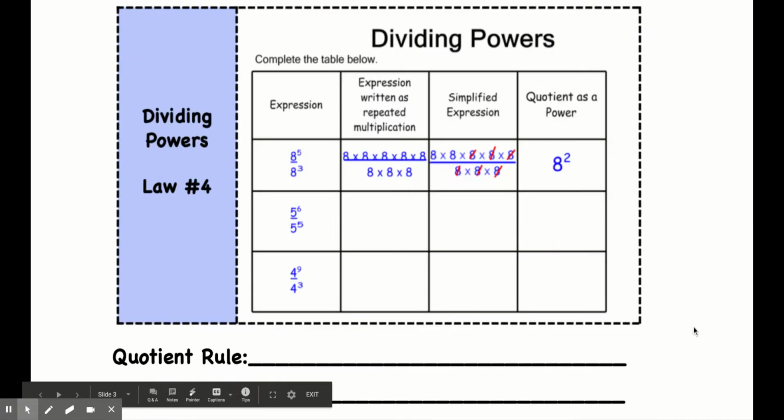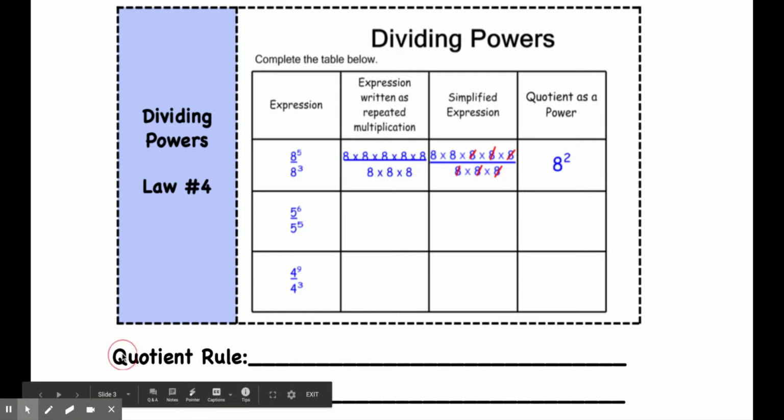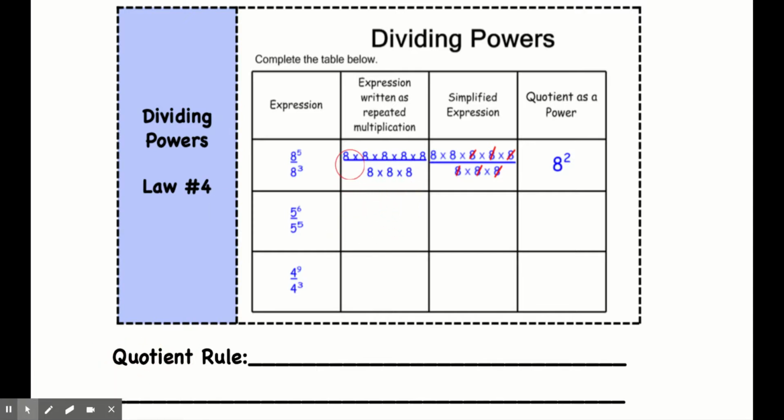Okay, so let's go ahead and let's look at division. When we're dividing powers, what happens? And this is called the quotient rule because the word quotient is an answer to a division problem. So again, we're going to make some observations here. Okay, so here I have 8 to the 5th power divided by 8 to the 3rd. Notice how it's being represented as a fraction.